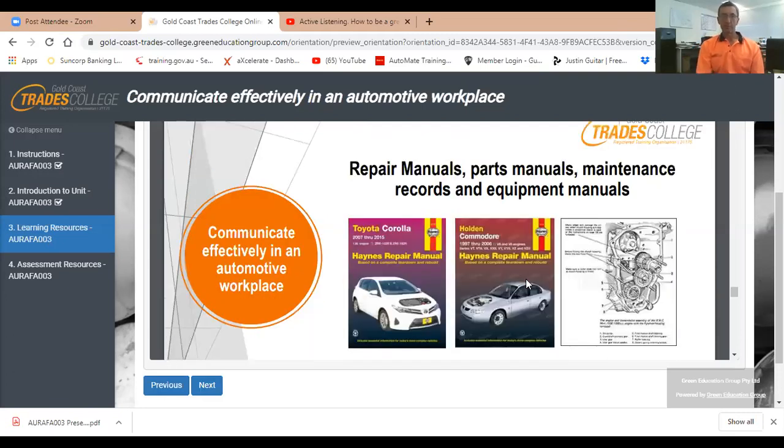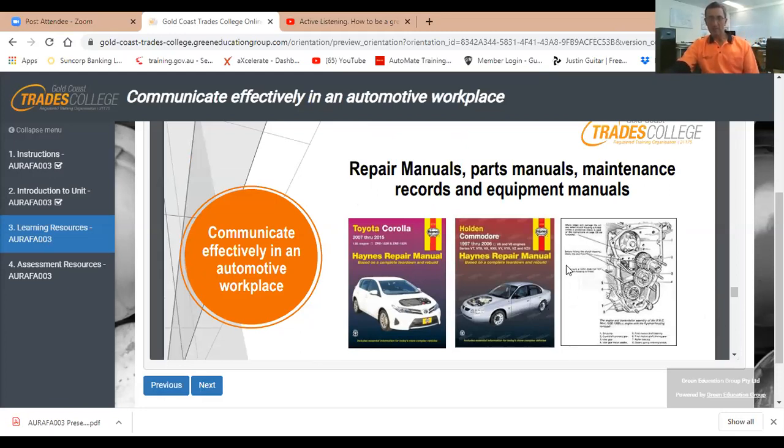A little bit more on repair manuals, parts manuals, maintenance records, and equipment manuals. Again, all forms of non-verbal communication. You can read a book and read a manual and understand how to disassemble or reassemble a component without talking to anybody. So that non-verbal communication is pretty valuable. These sorts of work manuals and equipment manuals are regularly used in the automotive workplace.